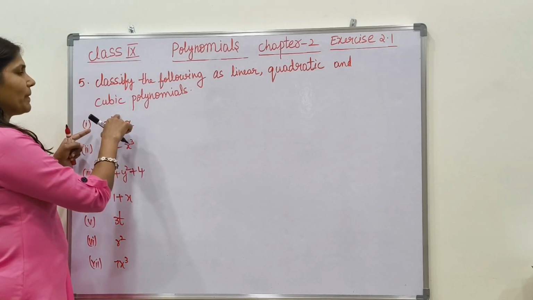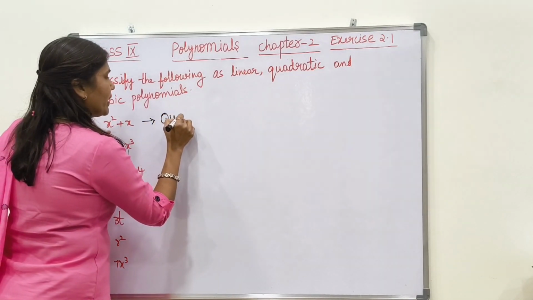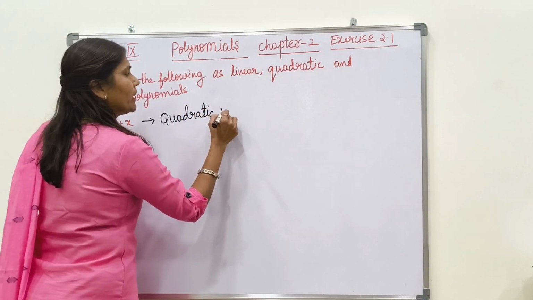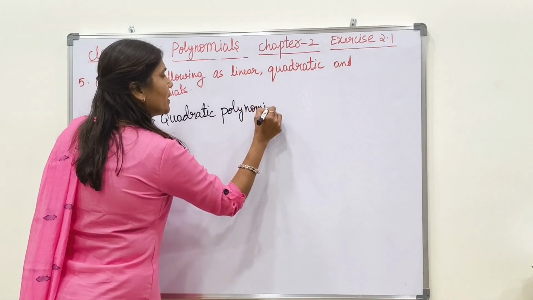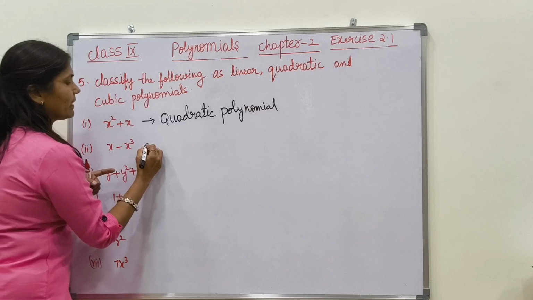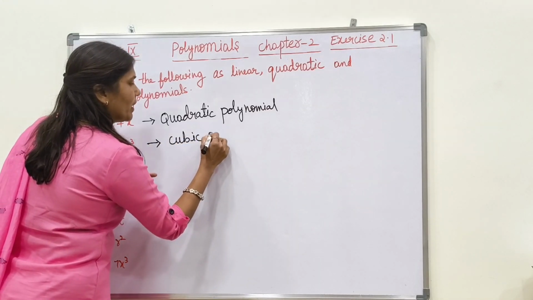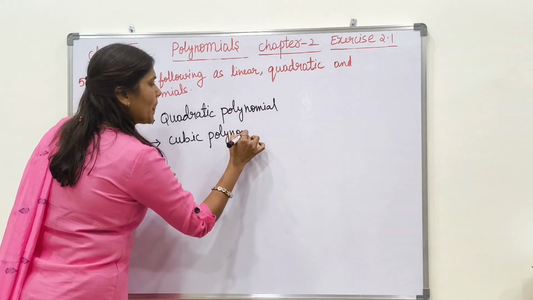See here, highest power 2 is there. Highest power 2 is there, means a quadratic polynomial. Quadratic polynomial. Next, this is a quadratic polynomial. Here see Papa, highest power 3 is there. 3 is there, means it is a cubic polynomial. So this is a cubic polynomial.